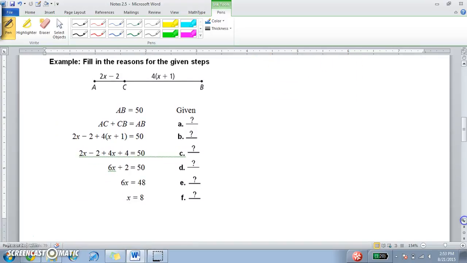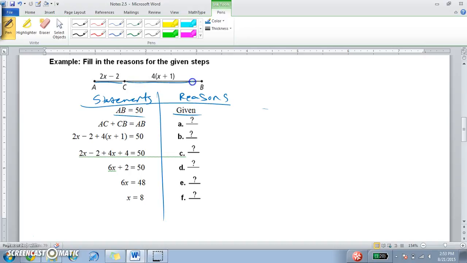Alright, so fill in the reasons for the given steps. This is sort of like a proof. These are our statements. These are our reasons. So again, our first reason is always given. So we are given that AB is 50. The next statement says AC plus CB equals AB. Well, AC is this, CB is this, AB is the whole thing.